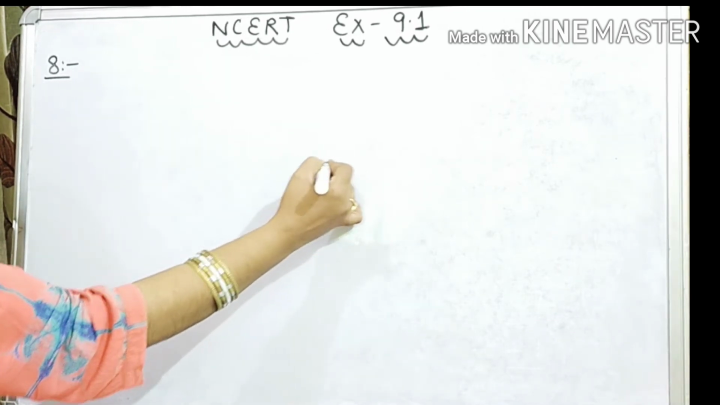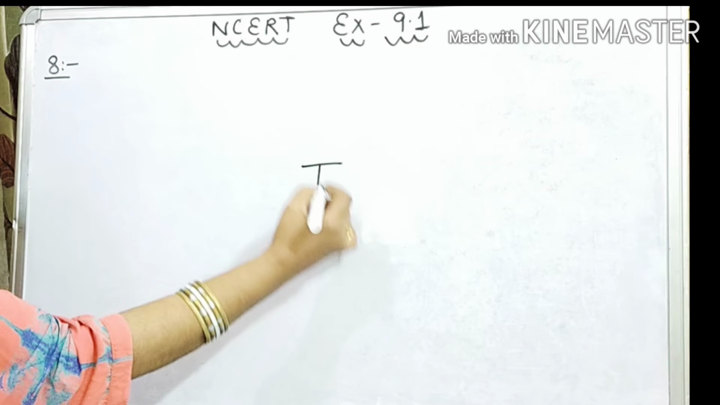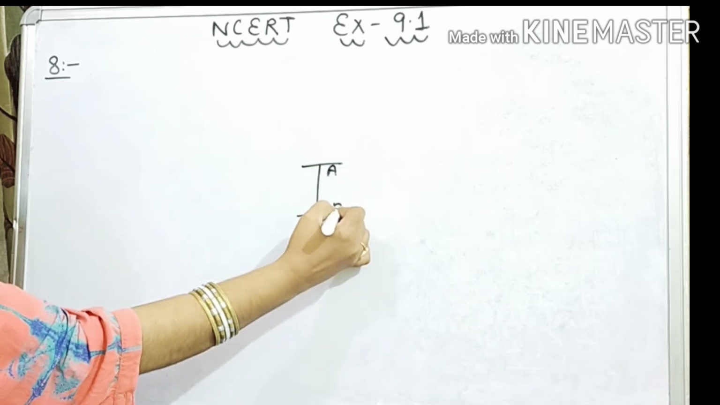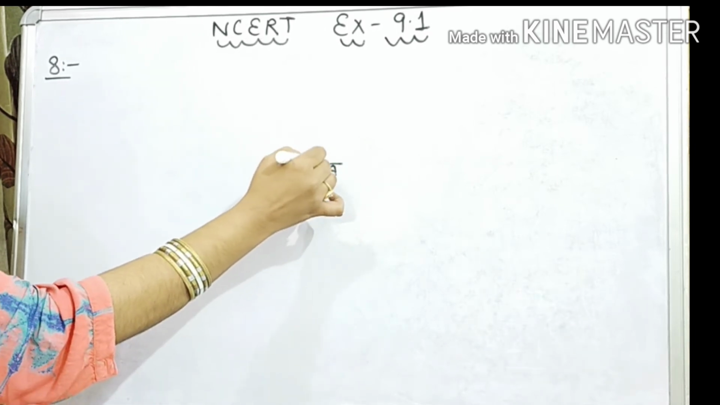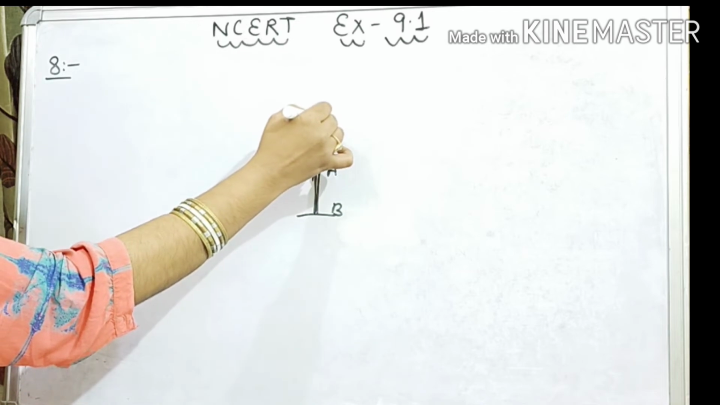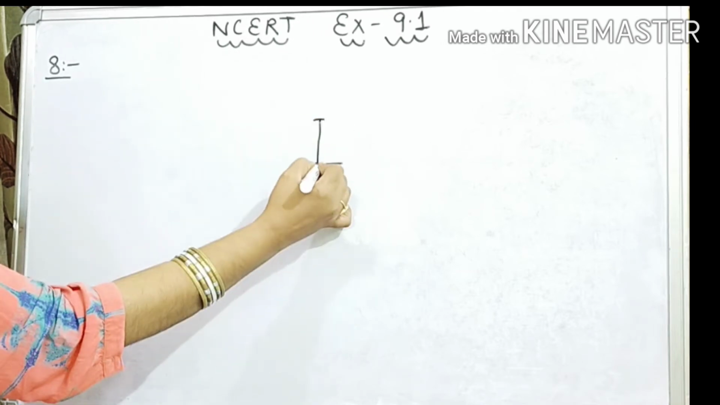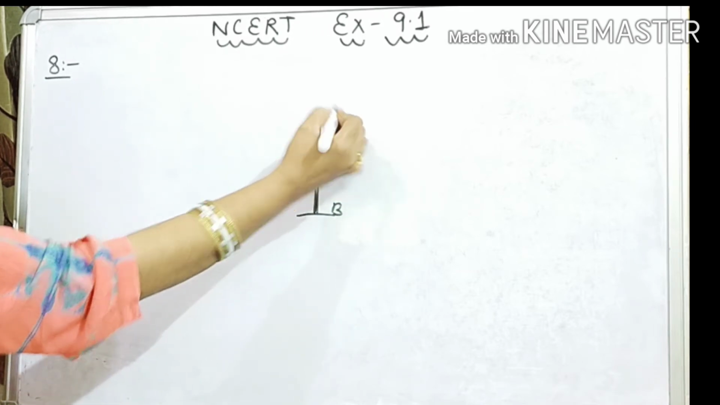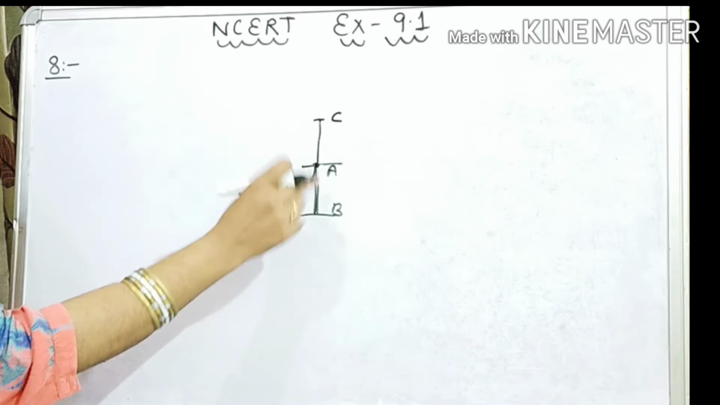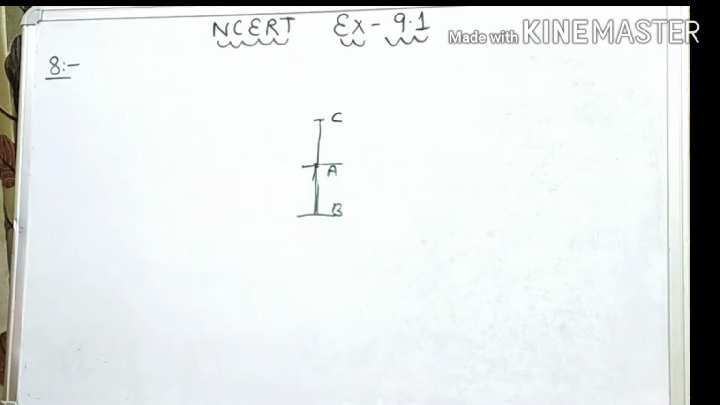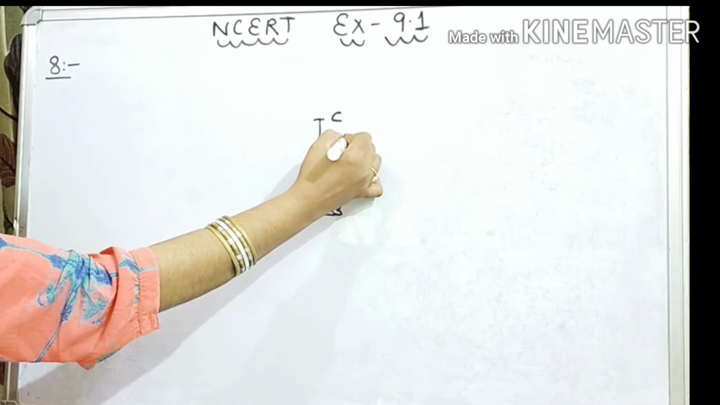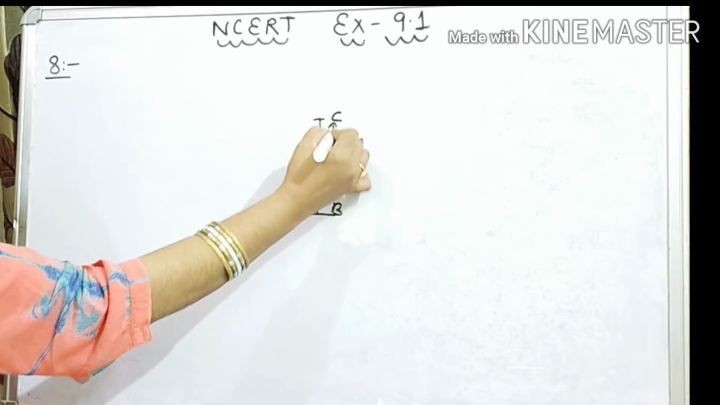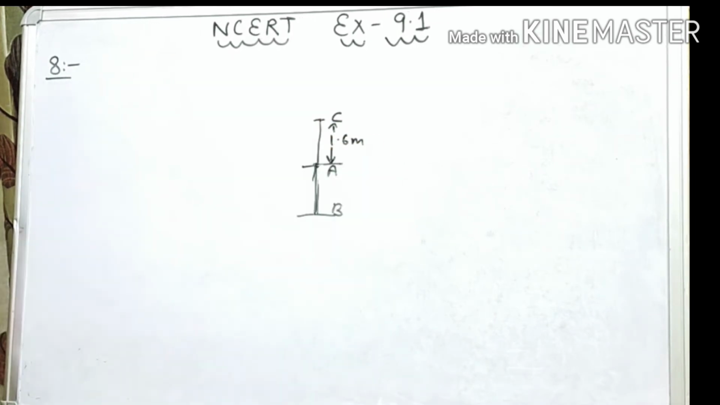So let us suppose this is the height of the pedestal, AB. This is the height of the pedestal, and over this pedestal there is a statue, right? And let's say from A up to C, this is the height of the statue, and the height of the statue is given in the question as 1.6 meter. So let's say this is 1.6 meter.